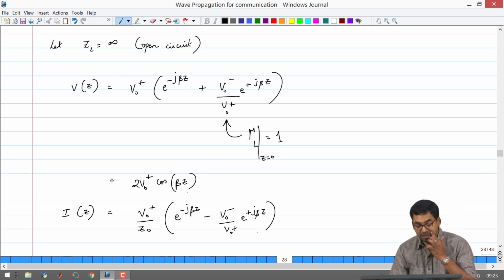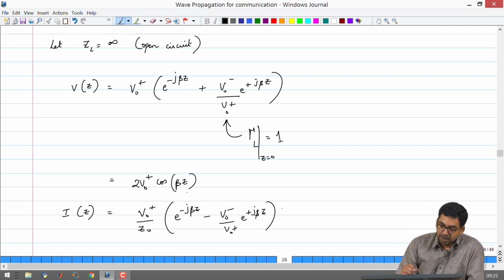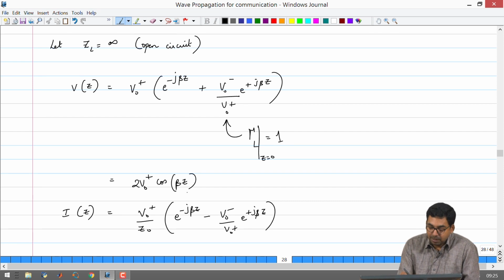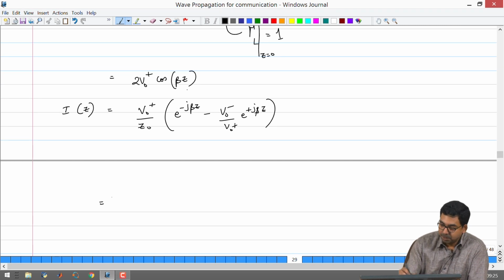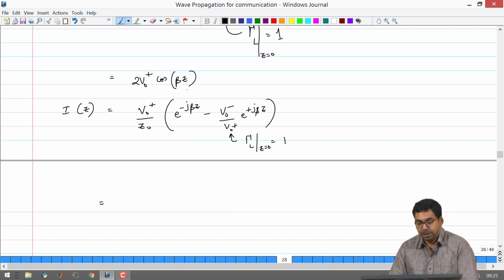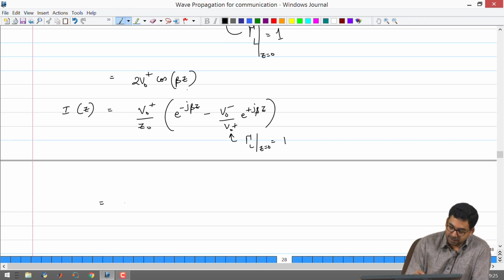Okay. So, I have V naught plus divided by Z naught multiplied by some exponentials, but I do have the minus sign here to indicate that the current reflection coefficient is negative compared to the voltage reflection coefficient. So, here once again you can substitute gamma L and you get a difference between two complex exponentials, and you can write this as a sinusoid. In this case it will look like minus j 2 V naught plus divided by Z naught sin beta z.